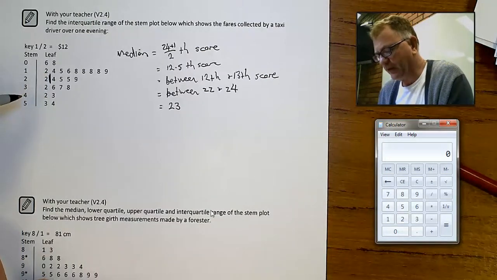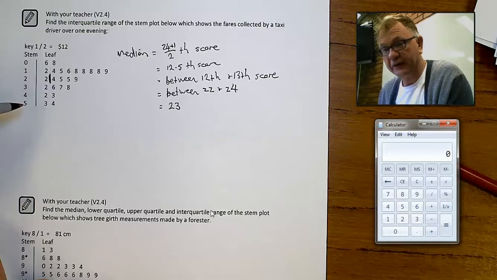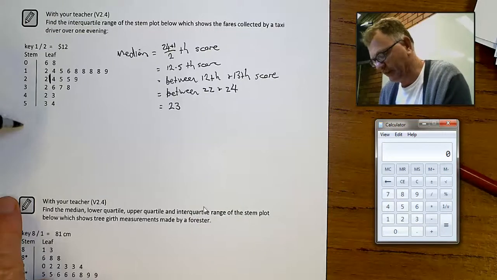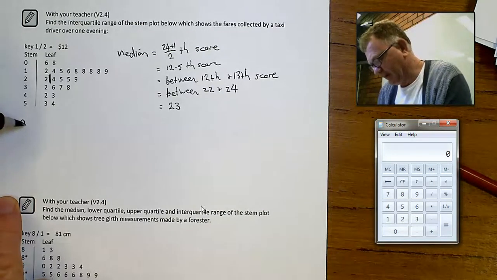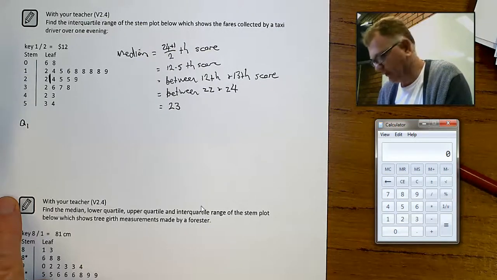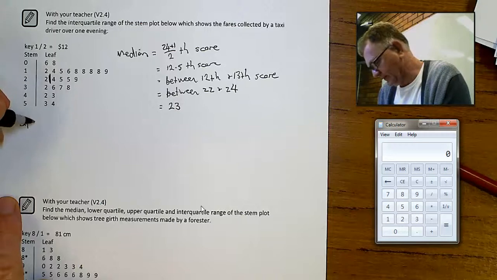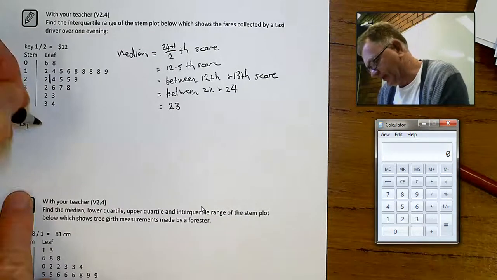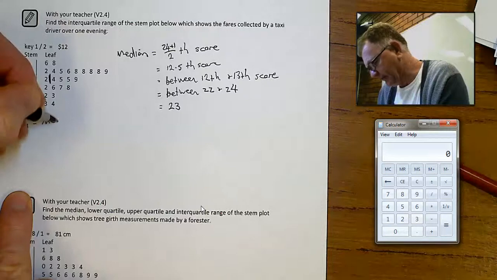Now the lower quartile is kind of like the median of the bottom half of the data. It's the middle number in the bottom half. So if we find out the median of the bottom half, we'll find the lower quartile. I'm using the symbol Q1 for lower quartile. You can also use LQ for lower quartile and UQ for upper quartile. Q1, lower quartile, is equal to, I'll just write, the median of the bottom half.